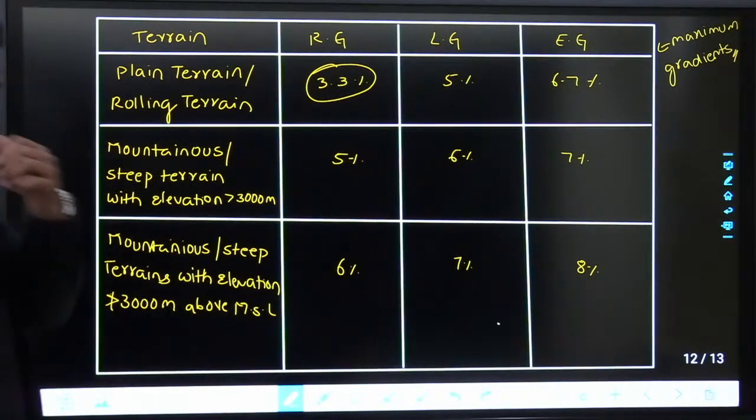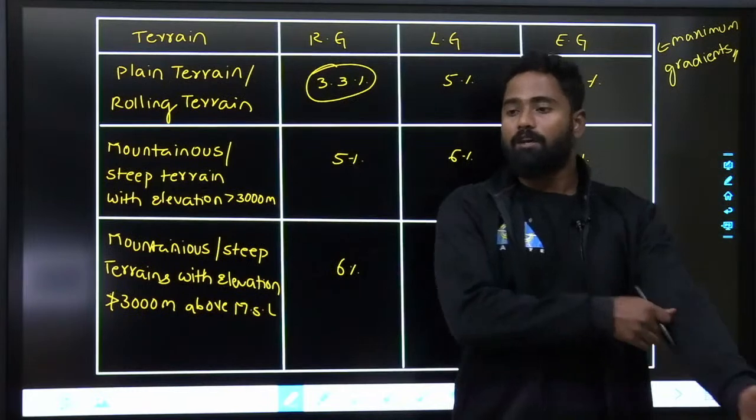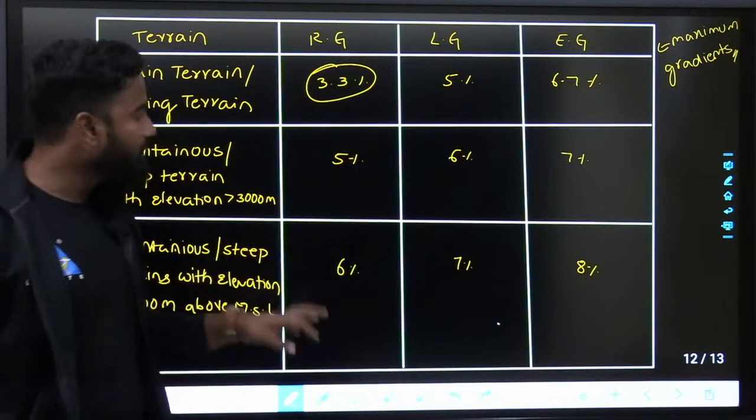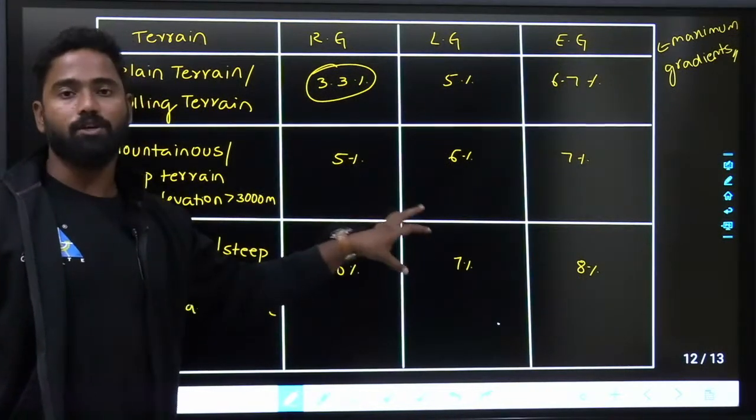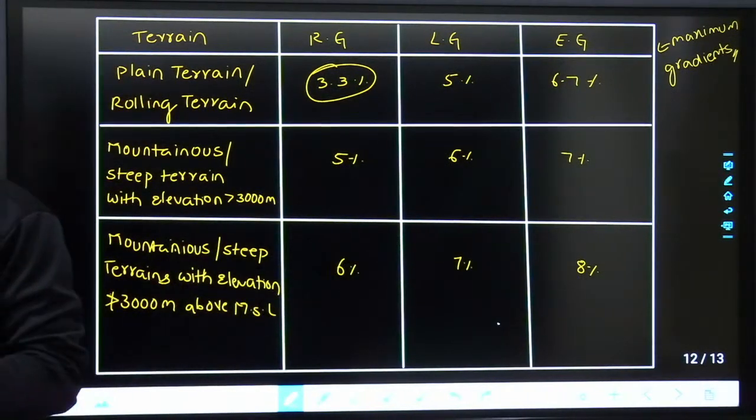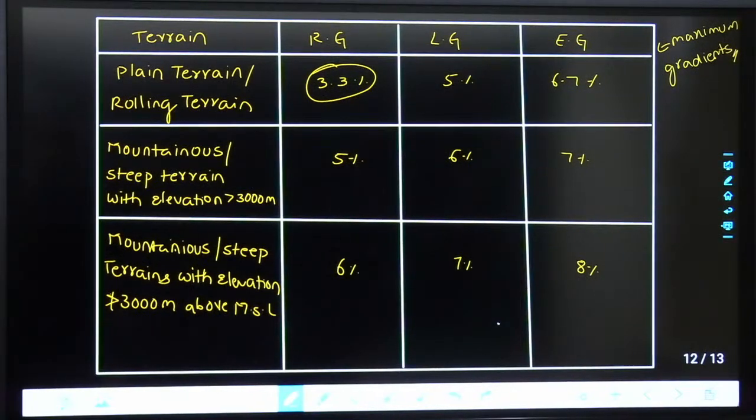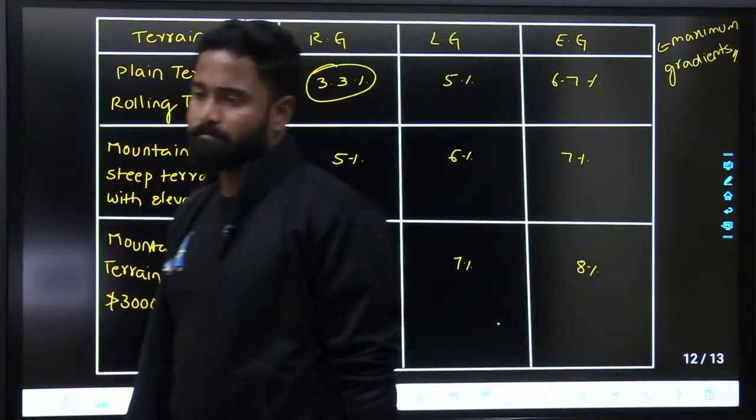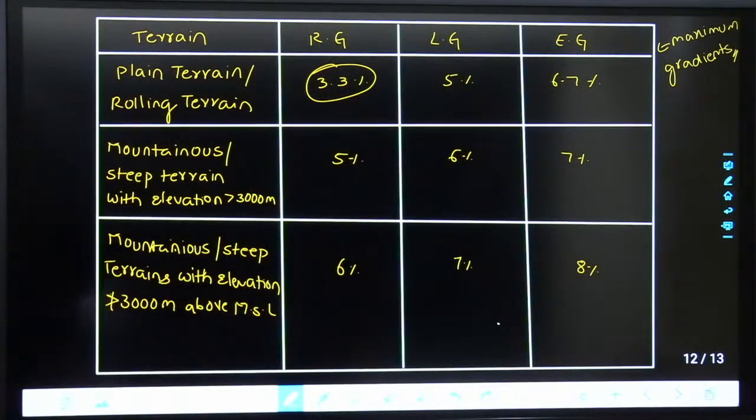Yes, Rick Chowdhury, G equals 2C is applicable in all types of terrains, but the maximum value is restricted to this much only. Any doubts, guys? Gradient of steep and hilly terrains, where it is given different? Narendra, where it is given different? Mountainous, steep or hilly terrains, where it is given different?